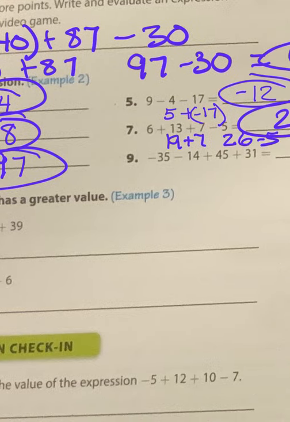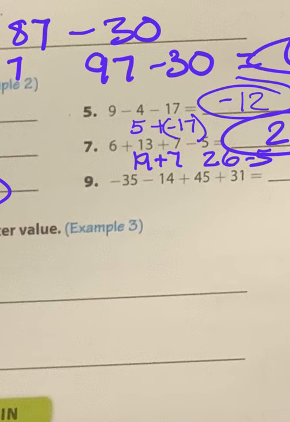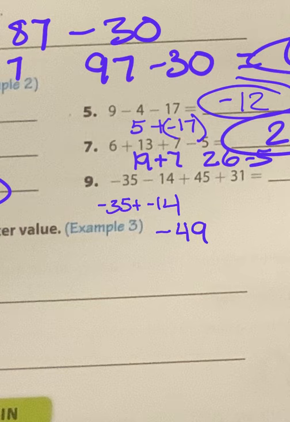And then number 9, negative 35 minus 14 plus 45 plus 31. What's a negative 35 plus a negative 14? So that'd be negative 49, right? Plus 45, so you have to subtract. So what's a negative 4 plus 31? You gotta subtract those. 27. Good.